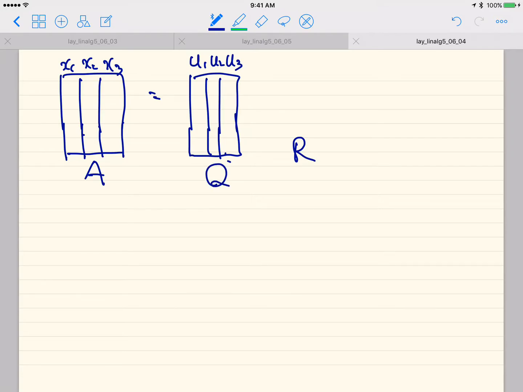Okay, and then what will be the size of R? So for example, if Q is 5 by 3, this is exactly the same as the size of A, 5 by 3. And what about R? What is the size of R? 3 by 3, right? 3 by 3. Okay.